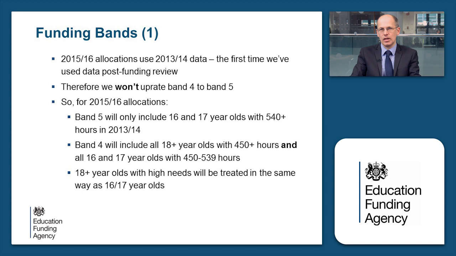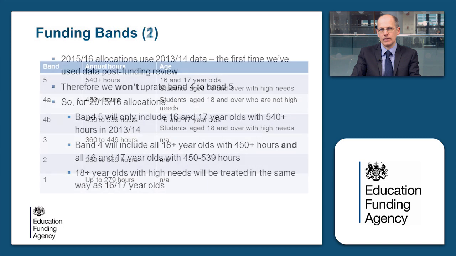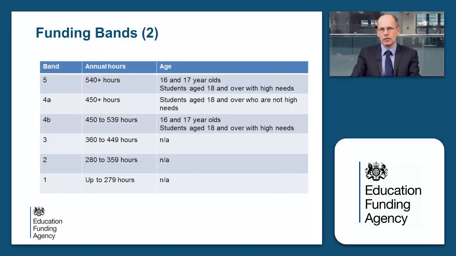As a result, the interim measure where we funded students recorded in Band 4, 450 to 539 hours, as Band 5 will no longer apply. The only students funded in Band 5 will be those students on programmes of 540 hours or more who are aged 16 or 17, or aged 18 or over and have high needs. The resulting funding bands for 2015-16 are shown on this slide.